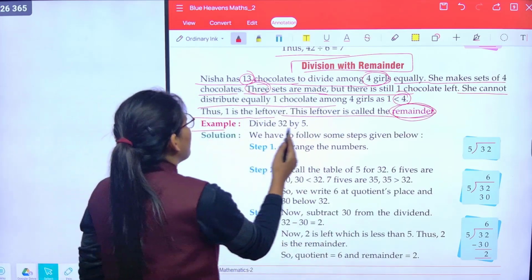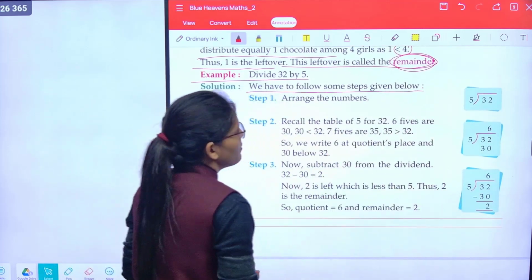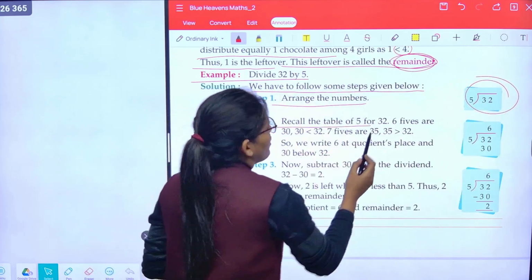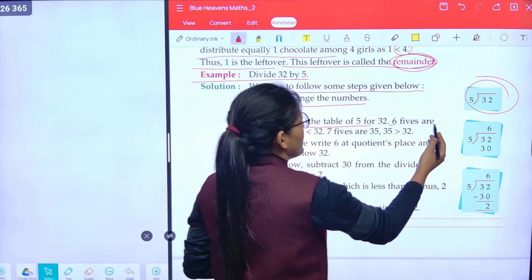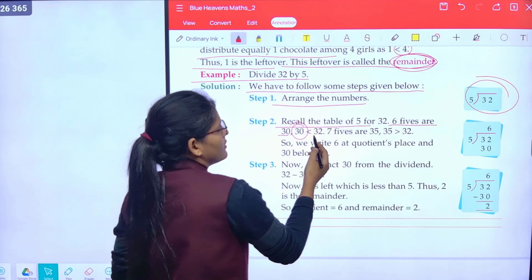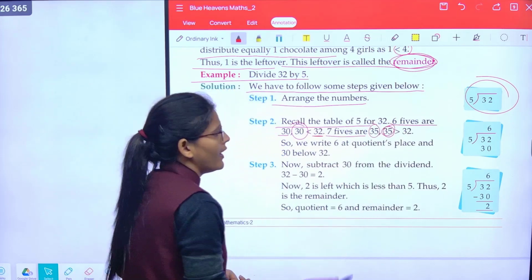Okay, now example, divide 32 by 5. We have to follow some steps given below. Arrange the number like this. Now recall the table of 5 for 32. Now 6 5s are 30. 30 is less than 32. So 7 5s are 35, but 35 is greater than 32.